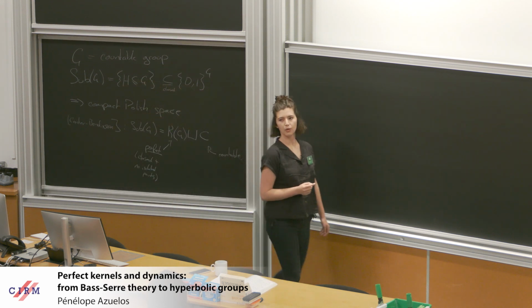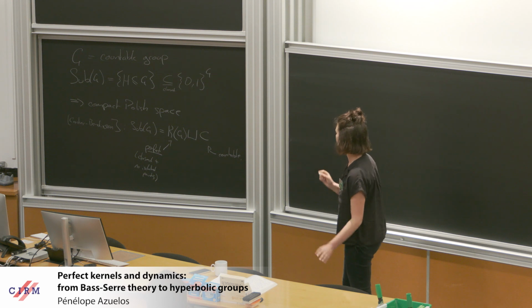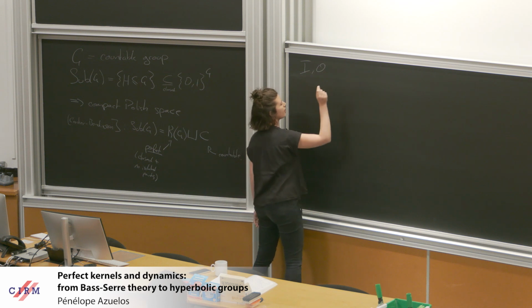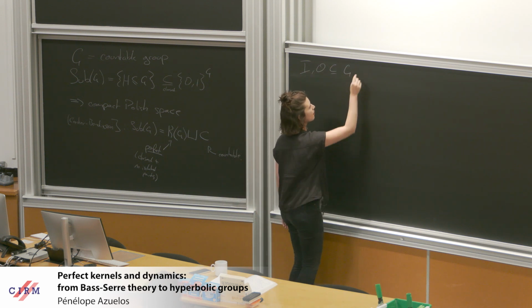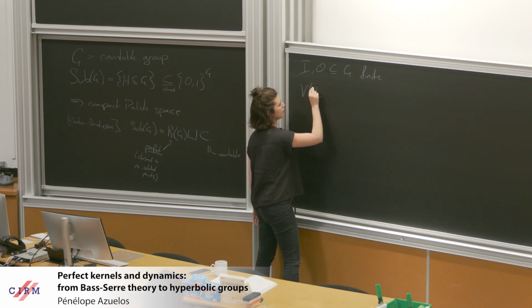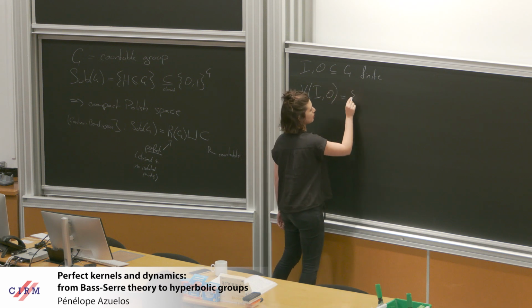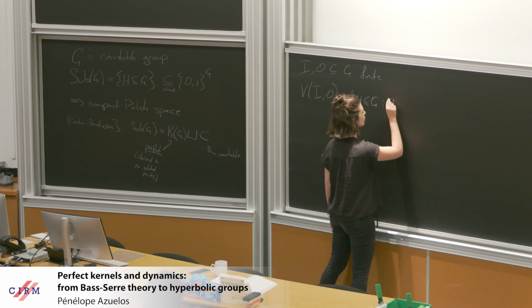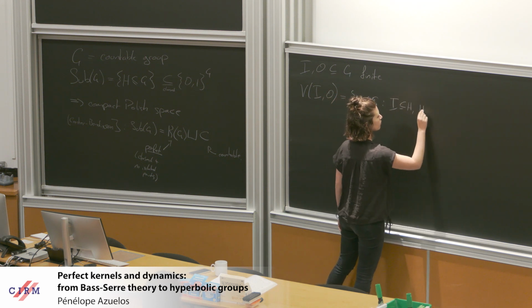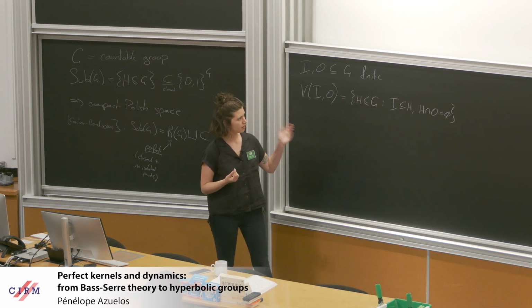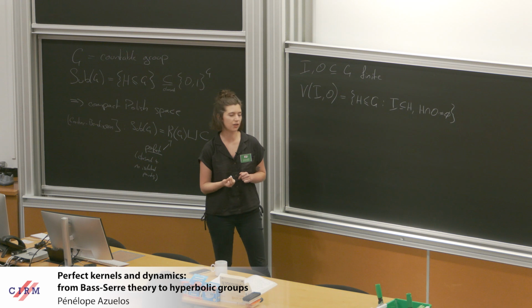Okay, and one more thing before I go on to an example. The basis that I'll be referring to is defined as follows. If you take two finite subsets I and O of G, then we denote by V(I, O) the set of all subgroups of G which contain I and omit O. And the set of all these subsets forms a basis for the topology on Sub G.